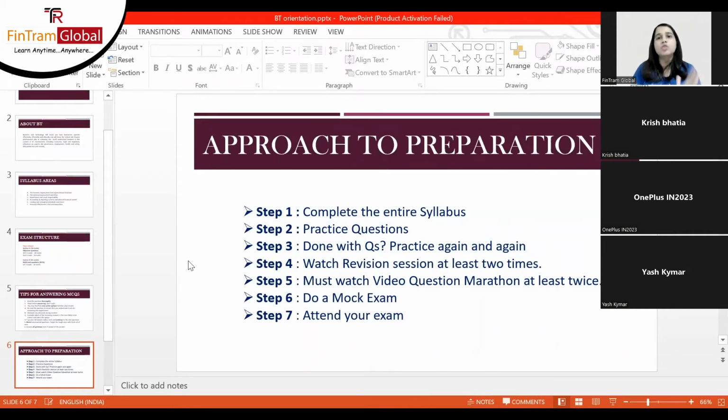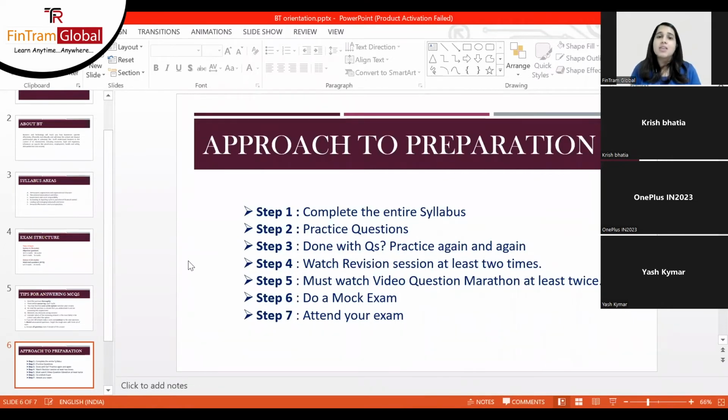Many students watch the video question marathon once, then they watch the revision session, and then the video question marathon again. Whatever questions are there, they practice them on their own before they watch it again, which is a very good thing to do. So you should try to solve everything on your own first. Just by looking at it, we always feel that, okay, I'm understanding everything, it's going great. But until you pick up the pen and solve it, only then will you realize how much time you're taking and what difficulties you are facing.